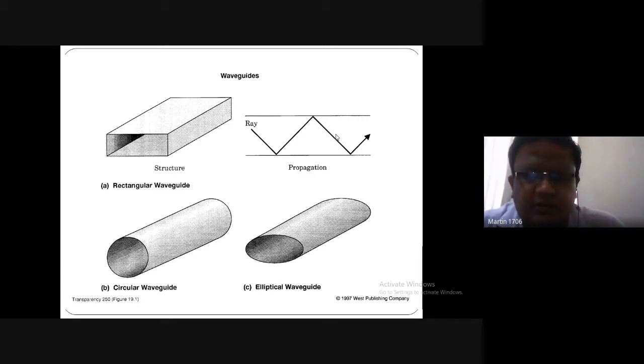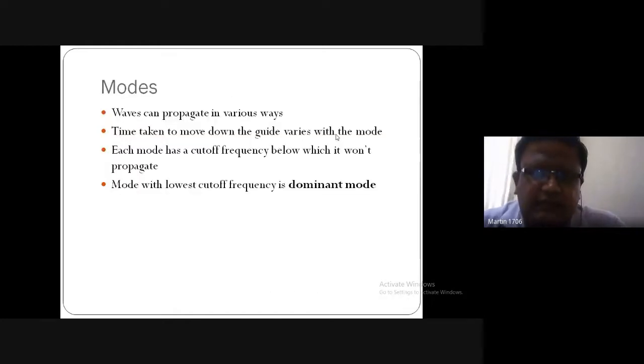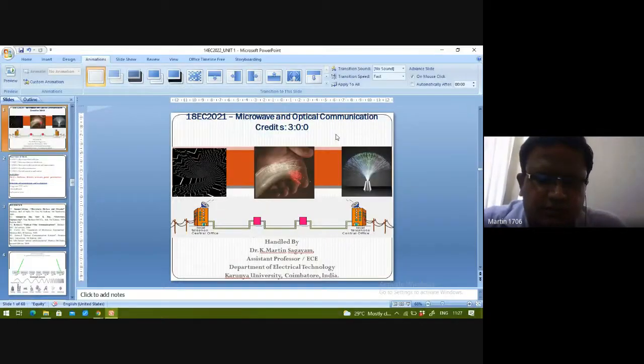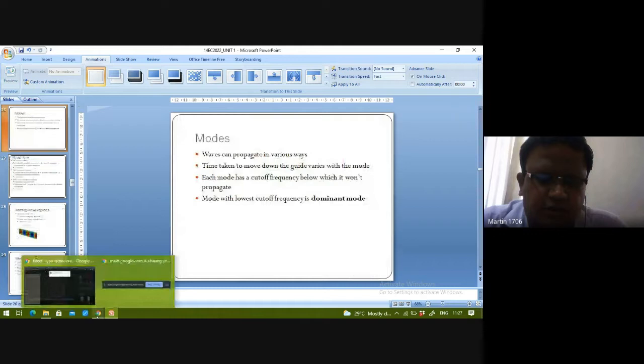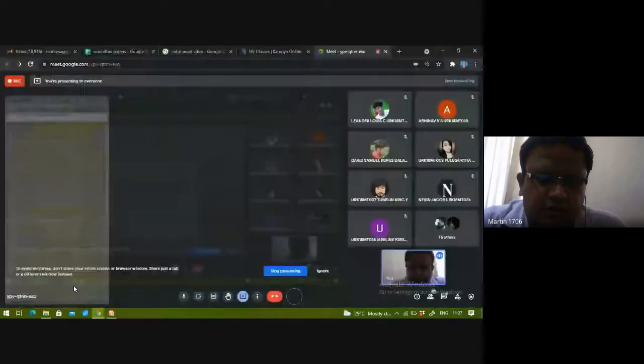Okay, so rectangular. Based on this, we can calculate the different types of modes. There are different modes; one I will show in the next PPT. When we talk about the modes, there are many, but particularly for communication, we will talk only about the dominant mode. So everyone knows the meaning of dominant: the one that dominates over any other parameter. That is called the dominant.